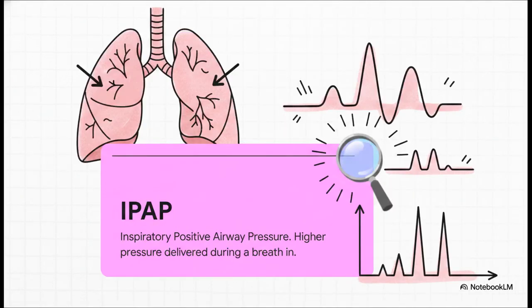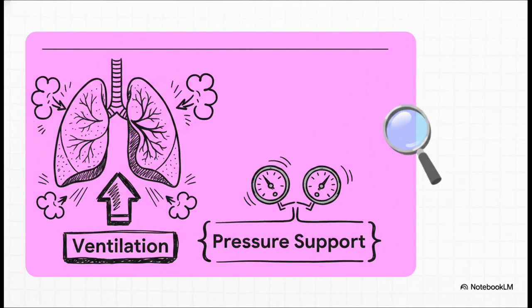But BiPAP takes things a step further, doesn't it? It adds a second level of pressure. This is your IPAP, or inspiratory positive airway pressure. Think of it as a secondary, much higher burst of pressure that kicks in the very second the patient takes a breath in. And this is where the magic happens. This brilliantly illustrates exactly how BiPAP provides that all-important ventilation.